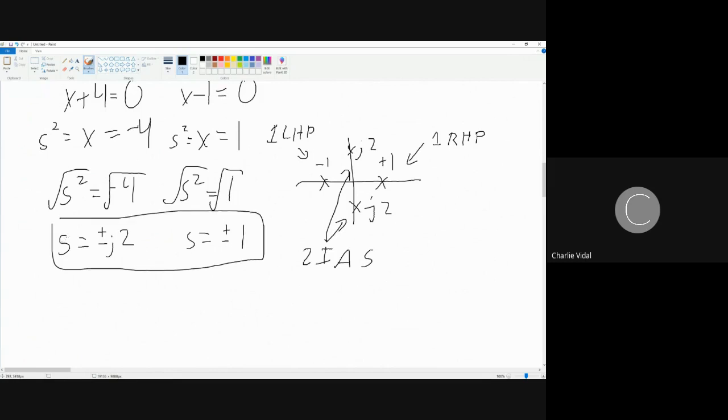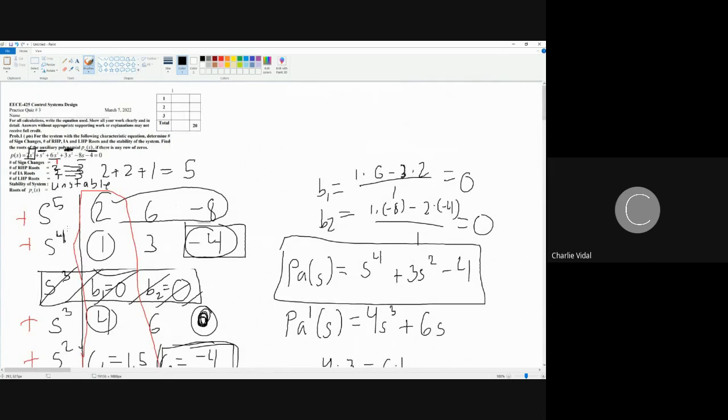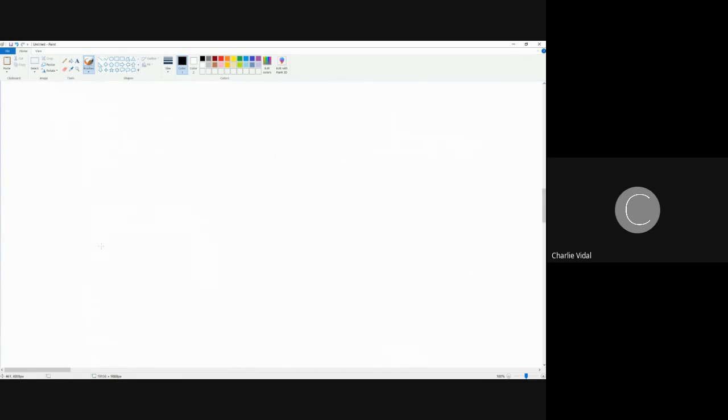Right over here, that's where you put the roots of PAS. But I don't have enough room to do that, so it doesn't really matter too much. You could just put that up there. Now we're going to go on to the next problem. So problem 2.